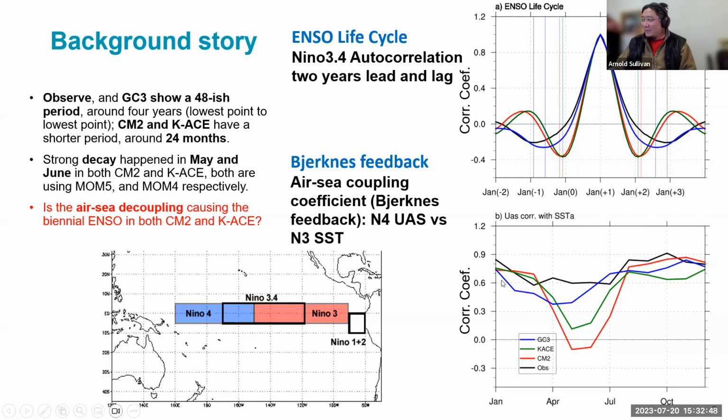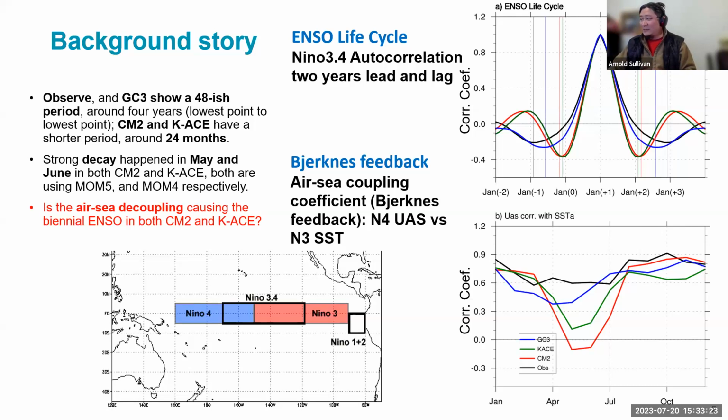The same thing happens in the HadGEM model, the blue curve, which comes down slightly but still remains pretty good. But when you look at our model, the red curve, and the Korean model, the green curve, somehow in May and June the wind at Niño 4 and the SST at Niño 3 are decoupled. They are not related to each other. So that drives our interest to understand what's going on.